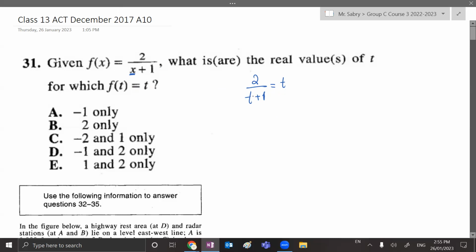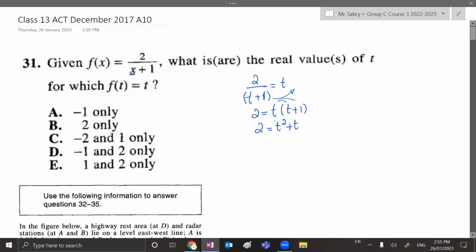If I need to find t, then I'll need to move this whole thing to the other side by multiplication. And I'll have 2 equals t multiplied by t plus 1. I'll distribute the t, and I'll have 2 equals t squared plus t.